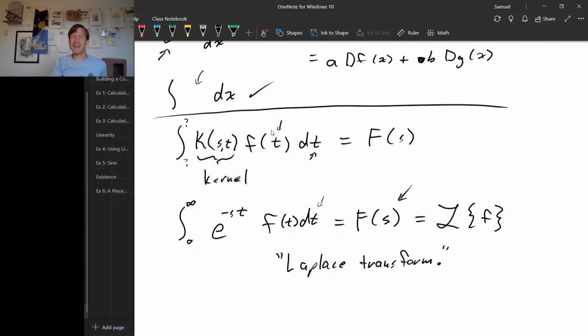You might think that this is a pretty bad choice for a kernel here because this integral is going to be pretty difficult to calculate for all but the simplest functions f. But it turns out that there are just enough cases where we can actually compute this integral that we can kind of build up a calculus of Laplace transforms so that we can figure out Laplace transforms without explicitly calculating this integral every time.